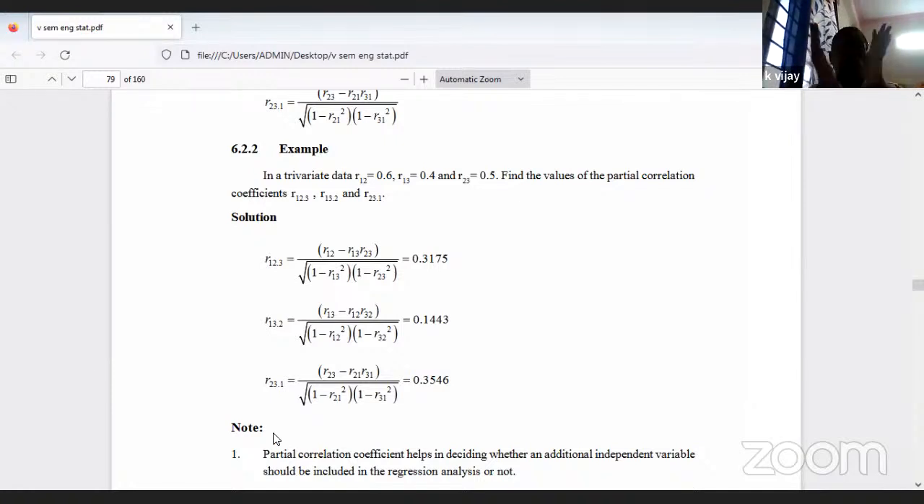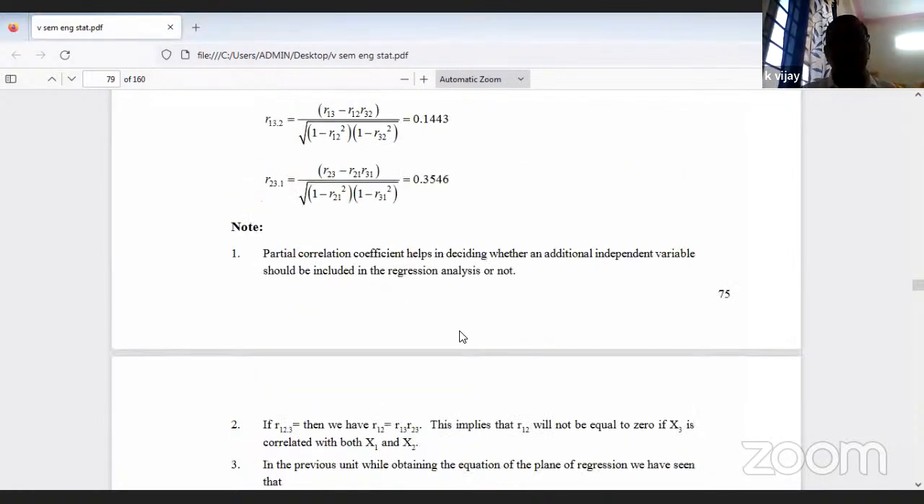So what are the values given here? R12 we can also take as R21, R13 as R31, R23 as R32. So we can take the values either way, but you must not forget the formulas. Understood?